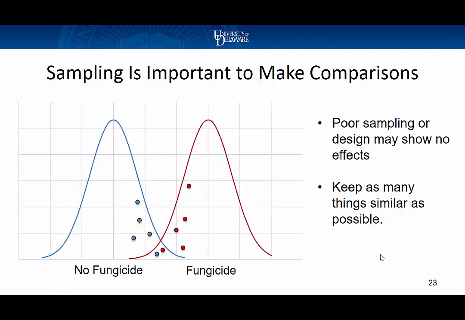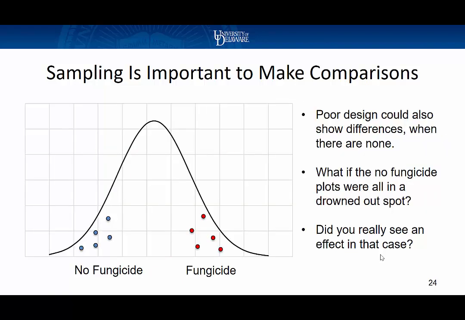Or, this is 2 different populations. In this case, all these yields are the same. It doesn't matter whether you apply fungicide or not. But in the no fungicide plots, you put them all in a very wet spot and didn't think about it, or you didn't notice, or you weren't out there when it happened. And this one, you put on all the good soils, you would have very good and very bad yields, even though they're actually all the same. There was no effect of that fungicide.